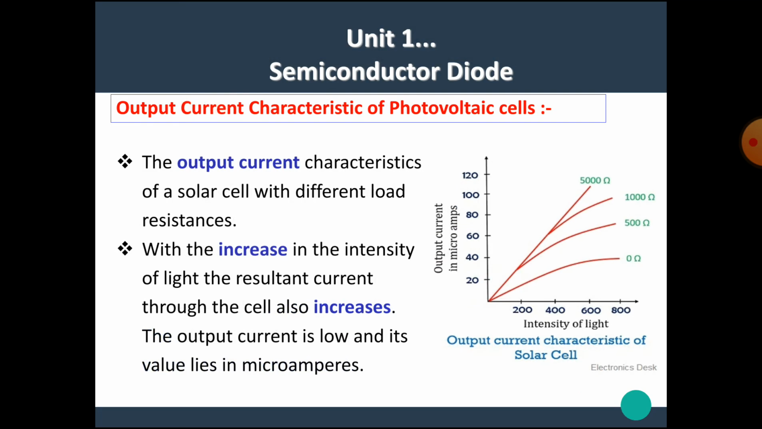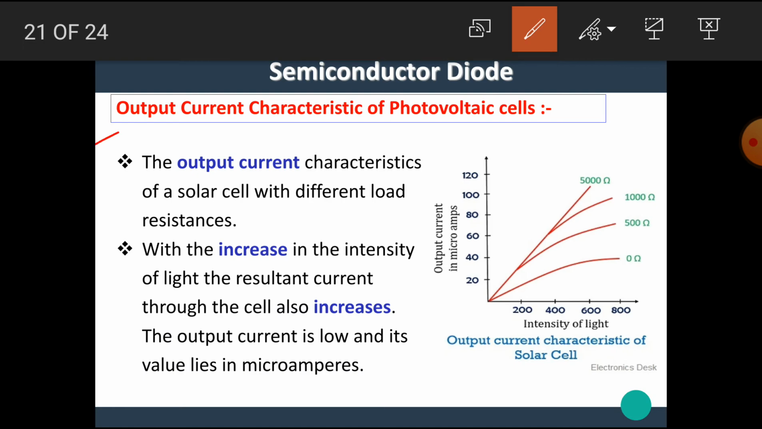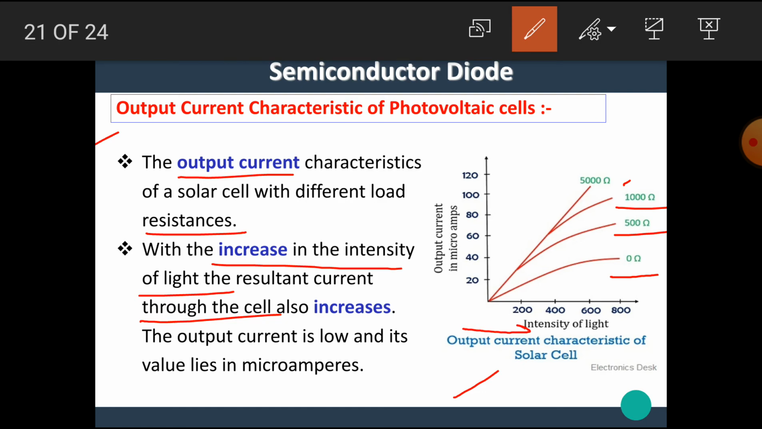Similarly, we can see the output current characteristics of the photovoltaic cell. This graph shows the output current characteristics of the photovoltaic cell with different load resistances: 0 ohm, 500 ohm, 1000 ohm, 5 kilo ohm, etc. From the graph, we can see that with an increase in the intensity of the light, the resultant current through the cell also increases.